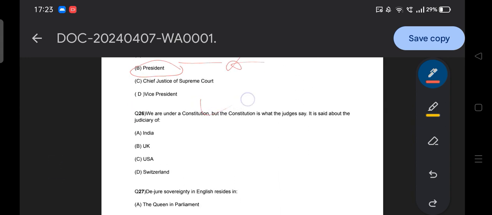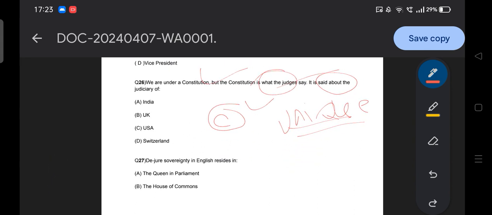We are under a constitution, but the constitution is what the judge says. It is said by the judiciary of the USA. Yes, the USA judiciary is the one that is powerful, and that statement belongs to the USA. That is the unique portion we have to understand. As I mentioned, you need to cover the unique thing with respect to each and every constitution.